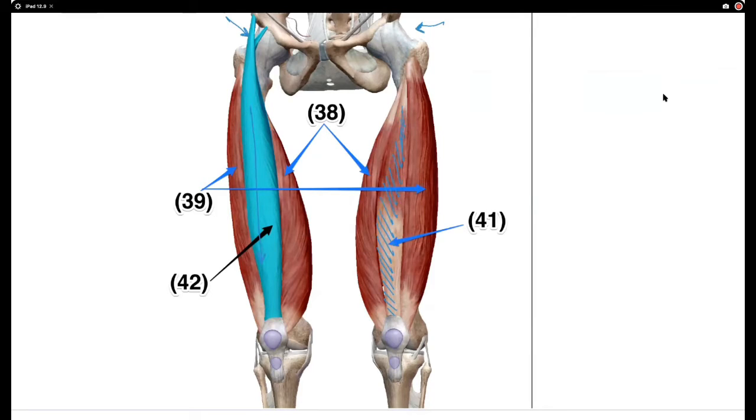Can you notice the difference between the two sides? What is different between the right side and the left side? Can you see what I did in here? I removed this muscle to show you another muscle underneath. Can you see the difference? Yes or no?